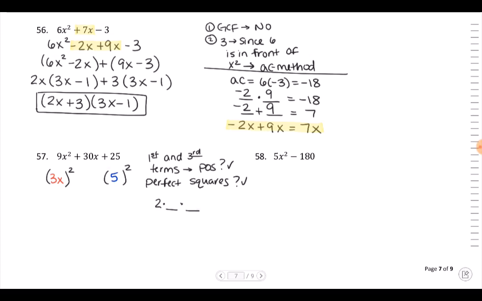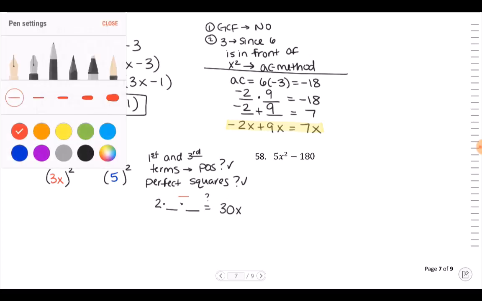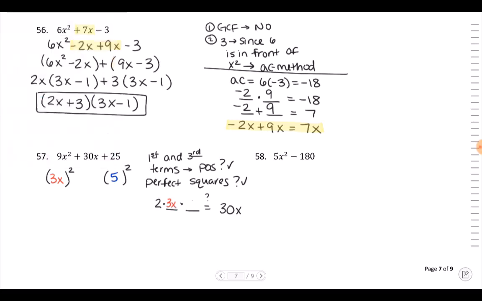Okay, so now the next question you ask yourself is, 2 times the 3x and the 5, does that equal my middle term of 30x? You ignore the sign. The sign will just tell you what you have to put in your final answer here, right? Okay, so is 2 times this thing equal to 30x? Well, let's see here. What's 2 times 3 is 6, times 5 is 30x. Check. Okay, so we've checked all of our requirements. There's 3 requirements. Those are the 3.